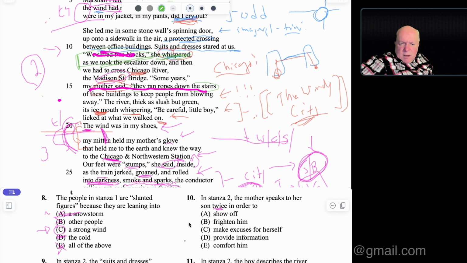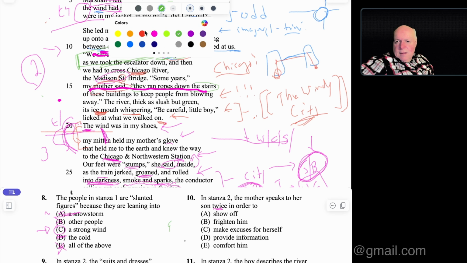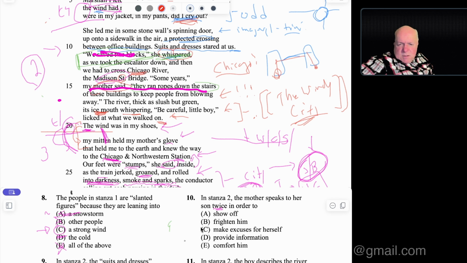So if we come over here, let me make this red so we're doing the answer choices better. I don't know why this app is not accepting my color request. Come on. Okay, so the mother speaks to her son twice in order to what? Show off? Is she trying to impress him or the people in the office building? Maybe, but I'm going to put that in parentheses. That doesn't sound like a good answer.